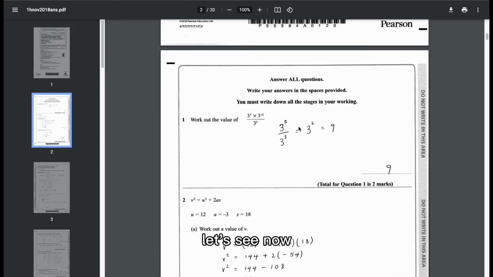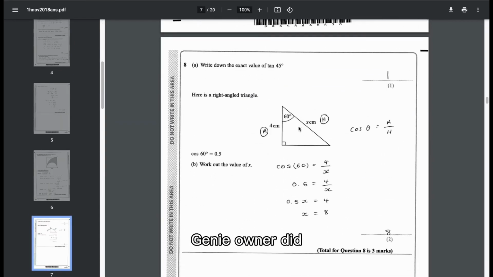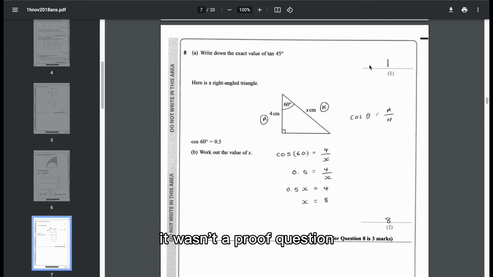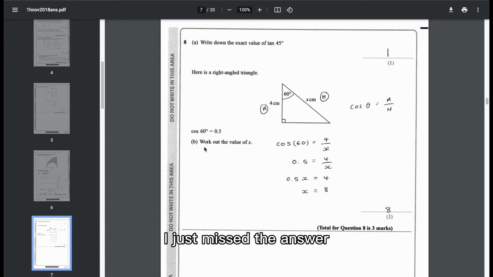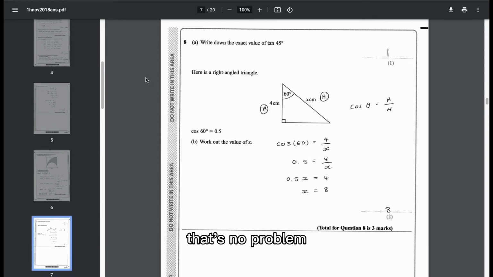Let's see now particularly what the Maths Genie owner did. But it wasn't a proof question. It was just a 1-word answer. I just missed the answer. So when it comes to this, you see the cos 60 again, and you still don't know what it is. You still don't know what this question is about. That's no problem as well.